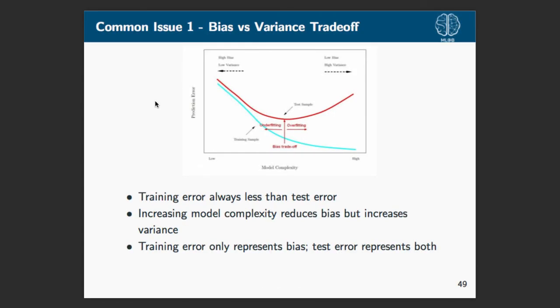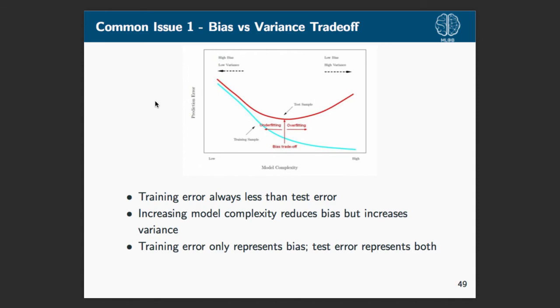What this is capturing is that training error only represents the bias. This is why it only decreases with model complexity, because as model complexity increases, we are decreasing our bias. The test error, on the other hand, is on data that it hasn't seen. So test error represents both bias and variance. Why? Because if we're overfitting the noise in our training set, that noise is not the same in our test set. So if we overfit to the variance or the noise, then our test error will start to increase.